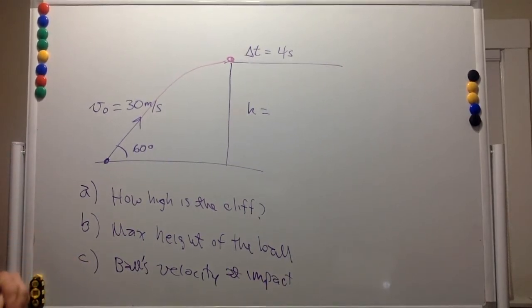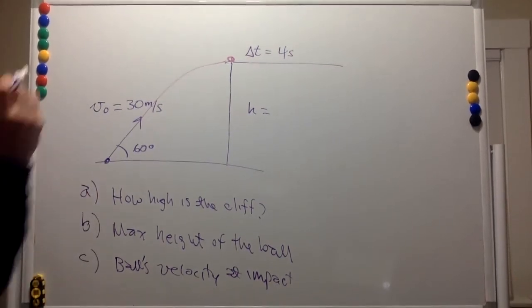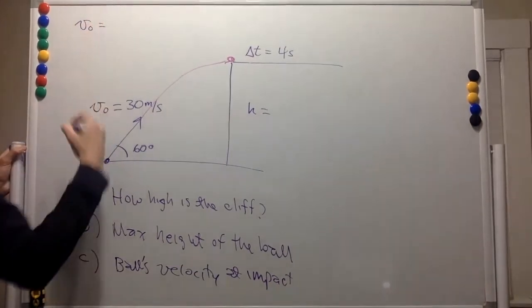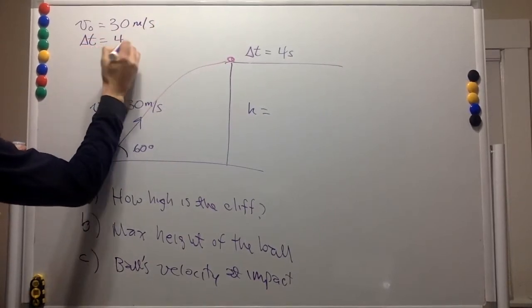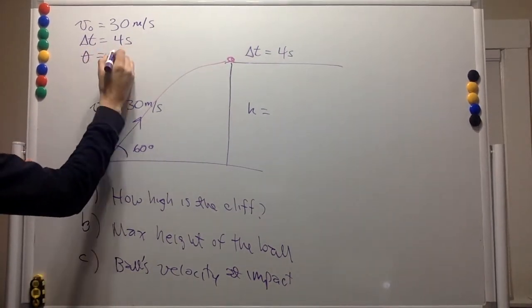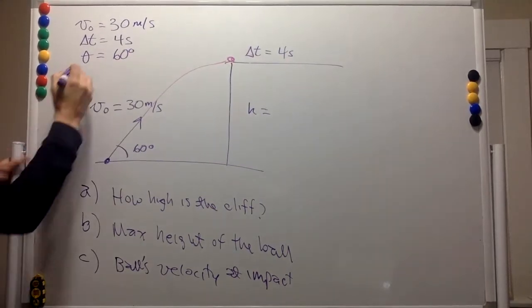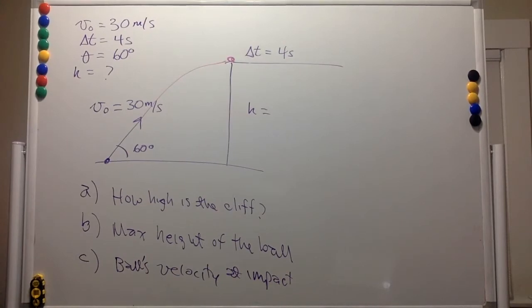Okay, so first, I'm going to write this again over here. The initial velocity is 30 meters per second. The change in time is 4 seconds. And the angle is 60 degrees. And h, the height of the cliff, is one of the things that we want to calculate.